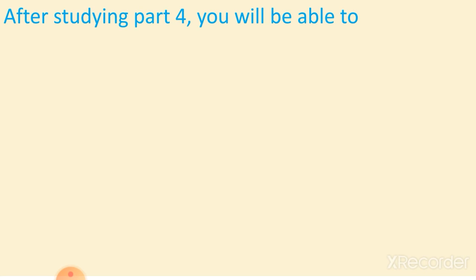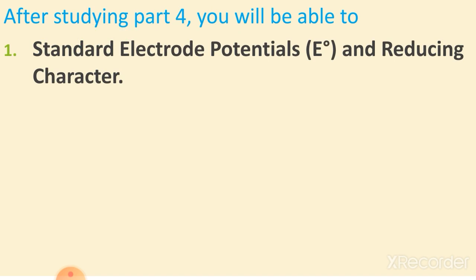So now, dear students, let us focus on this topic, that is part 4. After studying part 4, you will be able to know the standard electrode potential, that is E0 value, and its relation with the reducing character. About this I also told you in chapter 3, that is electrochemistry.